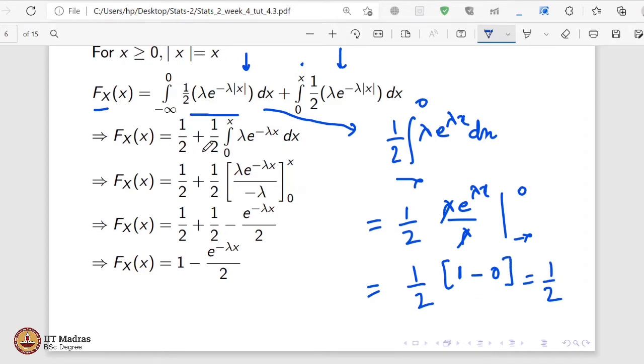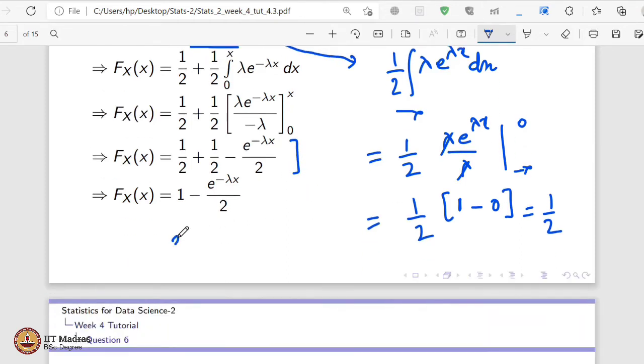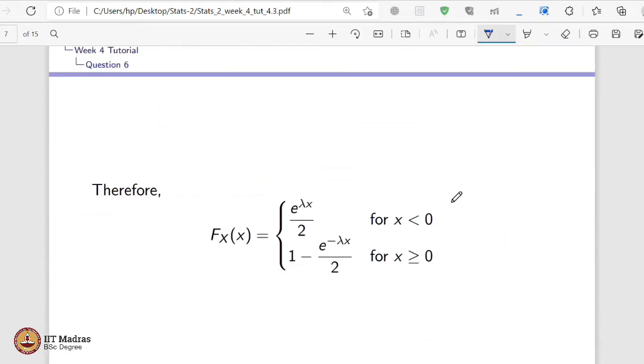So we have written here 1 upon 2 directly, and then we have 1 upon 2 from 0 to x, where x is greater than 0, so mod of x gets replaced with positive x. Now we integrate e to the power minus lambda x, and the minus will come from the integration, and we put the limits 0 and x. So for x greater than 0, we have this CDF. This can now be represented: for x less than 0, we got e to the power lambda x upon 2, and for x greater than or equal to 0, we have 1 minus e to the power minus lambda x upon 2. You can see this from the options, and you can mark the option.